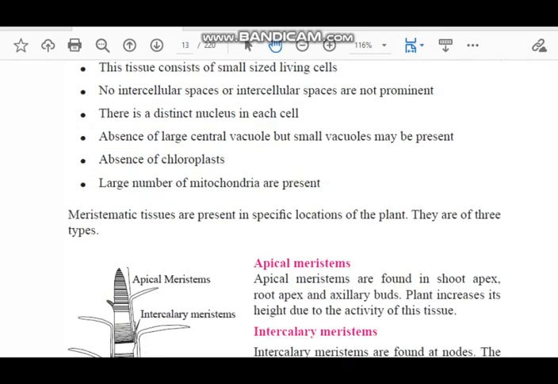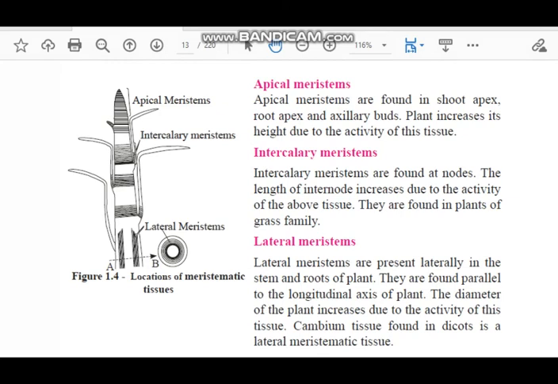Now these meristematic tissues can be further divided into three types. Here you can see apical meristem, intercalary meristems, and lateral meristems. These apical meristems are found in the shoot apex, and it increases the height of the plant. So these two things only you have to remember in this. Not much, very easy. Due to the activity of this apical meristem, the plant height increases. So it is found in the shoot apex, root apex, and in the buds.